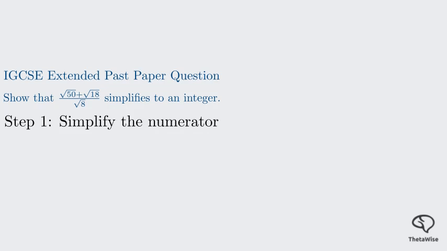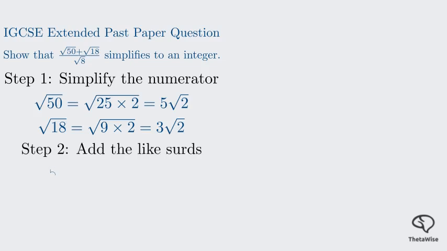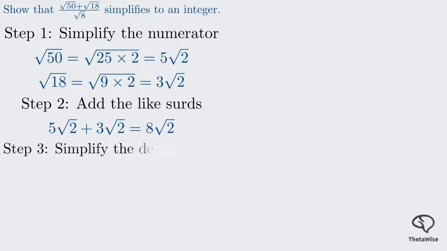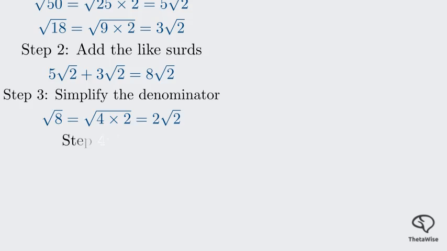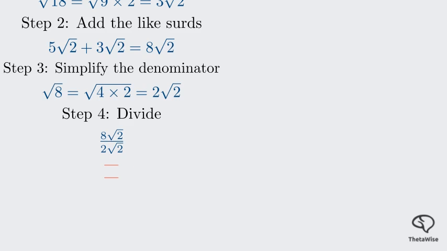First, we simplify the surds on top. Root 50 becomes 5 root 2, and root 18 becomes 3 root 2. Since they are both root 2 terms, we add them together to get 8 root 2. Now for the bottom. Root 8 is the same as root 4 times root 2, which simplifies to 2 root 2. Now we have 8 root 2 divided by 2 root 2. The root 2 on the top and bottom cancel each other out. Finally, 8 divided by 2 is 4.